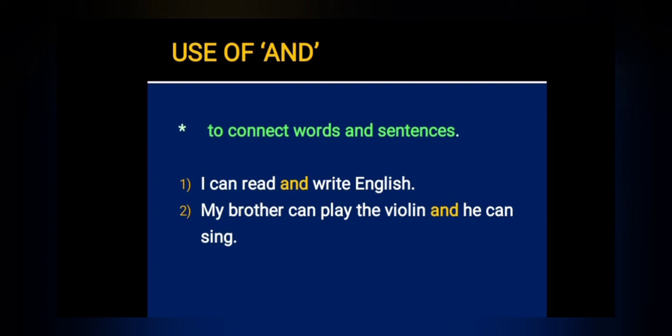My brother can play the violin and he can sing. Similarly, "and" is joining, connecting, or linking the two similar ideas: my brother can play the violin and he can sing also. So what is the use of the conjunction "and"? It is used to connect words and sentences together.